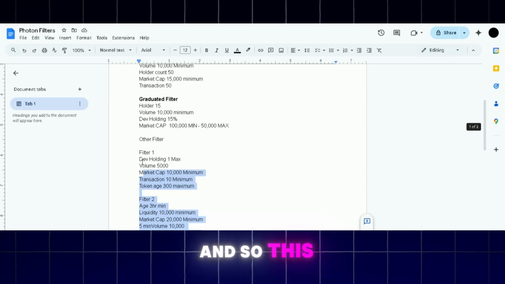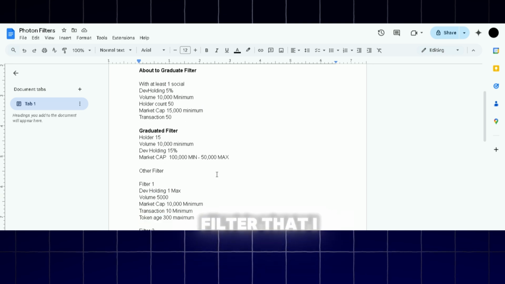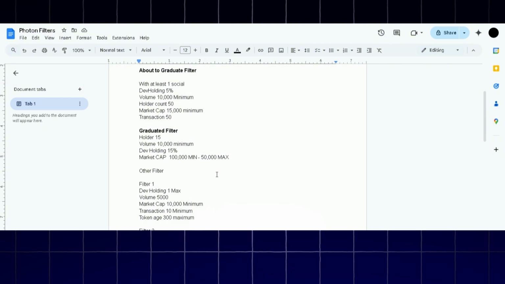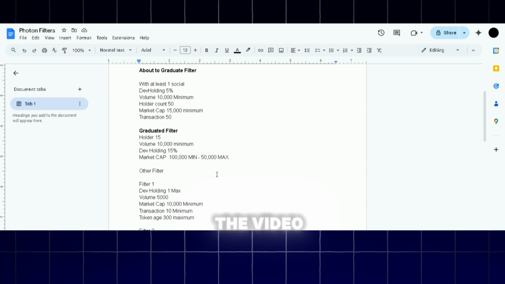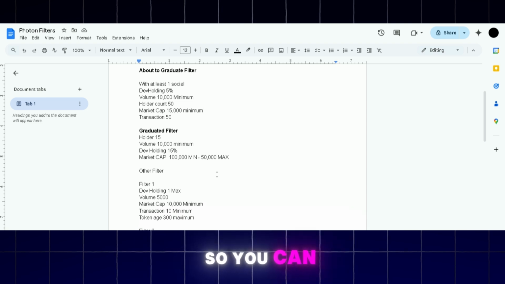So this is your filter section. These are the 5 or 6 types of filters that I mostly use to trade meme coins on Photon. The purpose of the video is to share my strategy with you guys, so you can apply it and let me know.